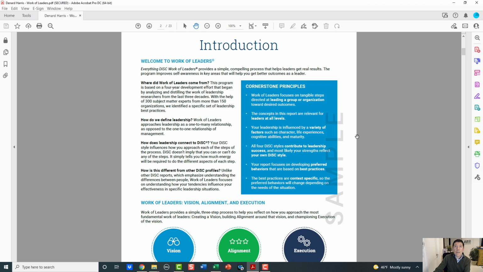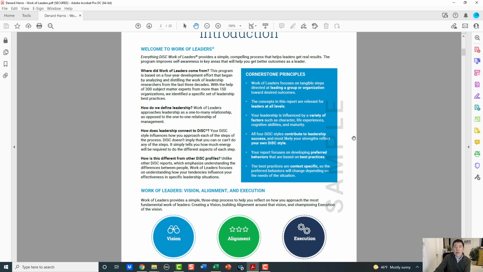It starts with an introduction to DISC and understandings around DISC, as well as the unique aspects of this report. I typically would have the client just scan through this information and point out a couple of key things, such as this report is relevant for leaders at all levels. However, I tend to use this report primarily with senior leaders overseeing many people in an organization. For leaders at lesser levels, I often use different reports, such as the management profile. All four DISC styles contribute to leadership success, and most likely your strengths reflect your own DISC style.